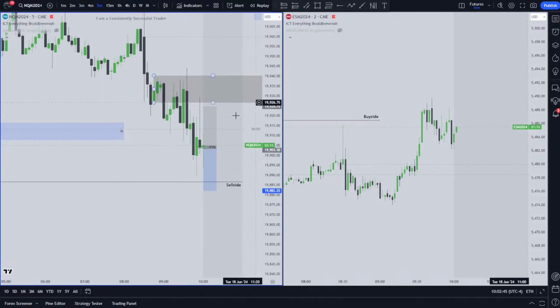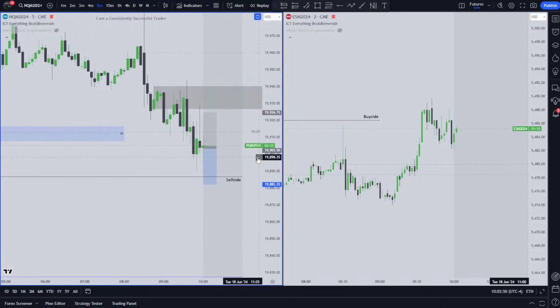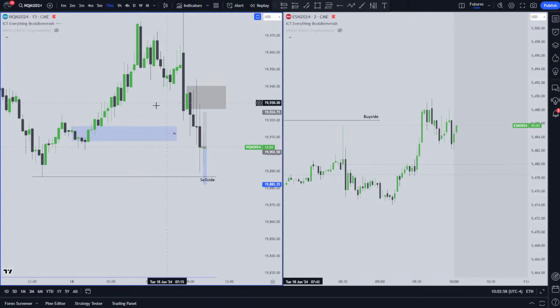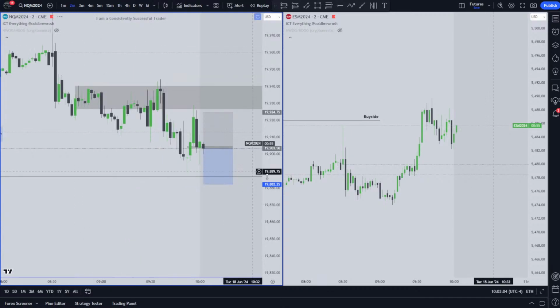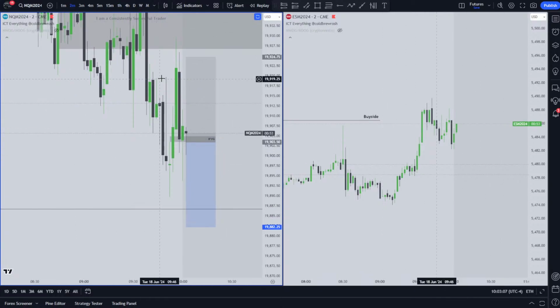I do like that 5-minute structure though. I like how it's continually respecting bearish PD arrays, disrespecting bullish. The 15-minute is kind of giving us what we want. We're getting a sort of retracement back into that hourly for our point of interest. The 2-minute is verifiable with some kind of liquidity sweep.